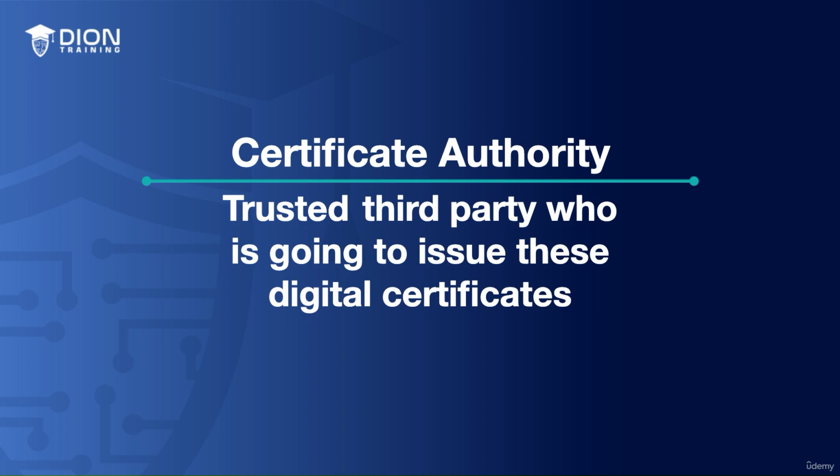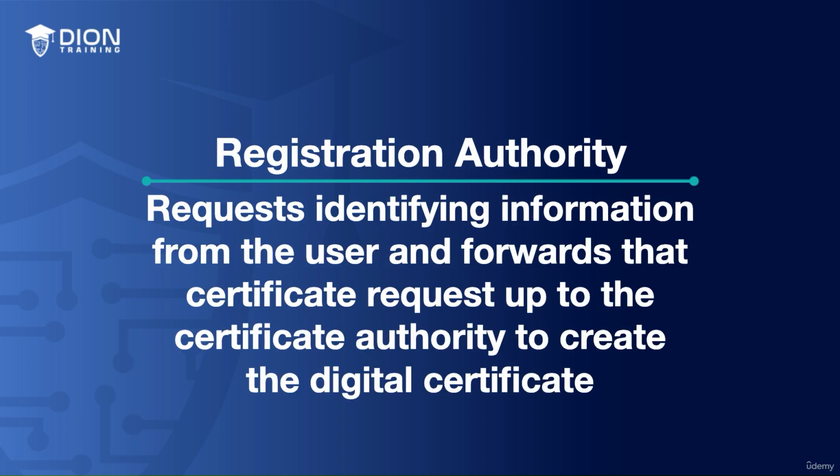To get a digital certificate for your web server, you do have to purchase that certificate from a certificate authority or registration authority, which brings us to our seventh term, the registration authority. For digital certificates to be issued, the user first has to request a digital certificate from a registration authority, which is known as an RA. The registration authority then will request the identifying information from the user and forward that certificate request up to the certificate authority, who will create the digital certificate for the user.